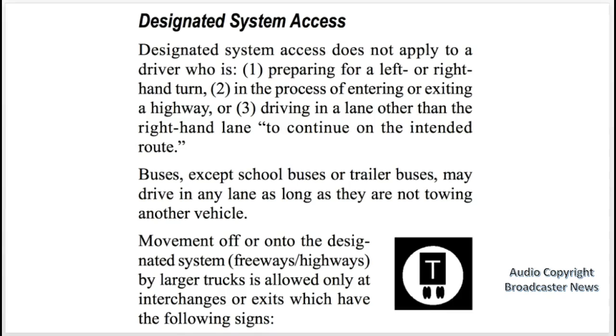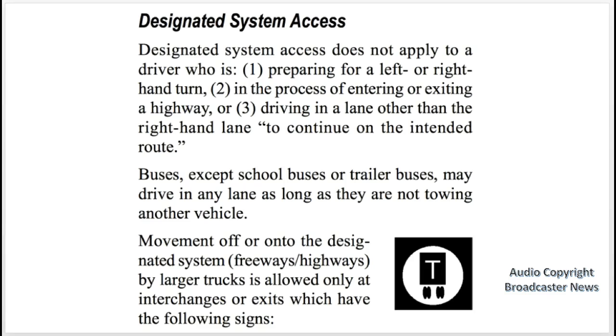Designated system access does not apply to drivers who are preparing to make a left or right-hand turn, or who are in the process of entering or exiting a highway, or driving in a lane other than the right-hand lane to continue to the intended route. Buses, except school buses or trailer buses, may drive in any lane as long as they are not towing another vehicle.